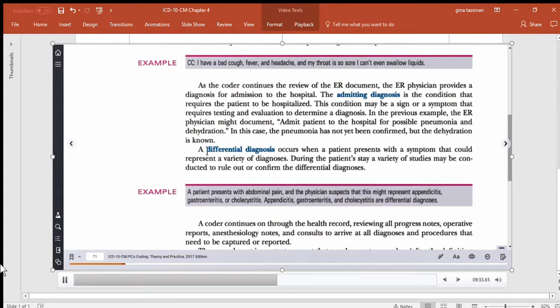This is specifically talking about when a patient presents with symptoms that could be an integral part of many different conditions or diagnosis codes. That would be a differential diagnosis, of which they would have to run additional tests to determine what those signs and symptoms, what is the underlying condition that's causing them.